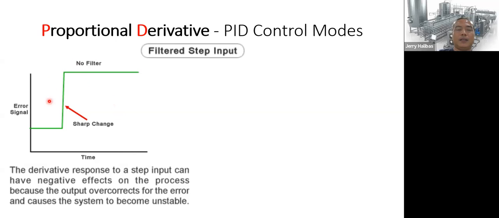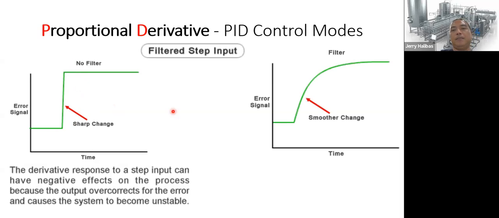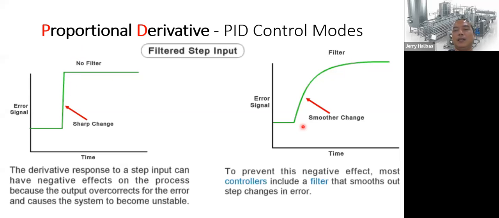To avoid this effect on your PID system, the PID system adds a filter. It is called a filtered step input. When your PID controller detects a step input, it automatically filters it. Take an elevator, for example: assuming your error suddenly rises, your output would also suddenly rise. So to prevent the negative effect, most controllers include a filter that smooths out the step change error.